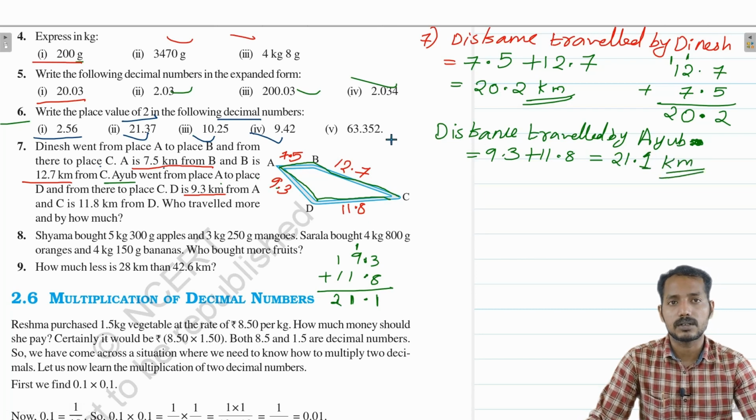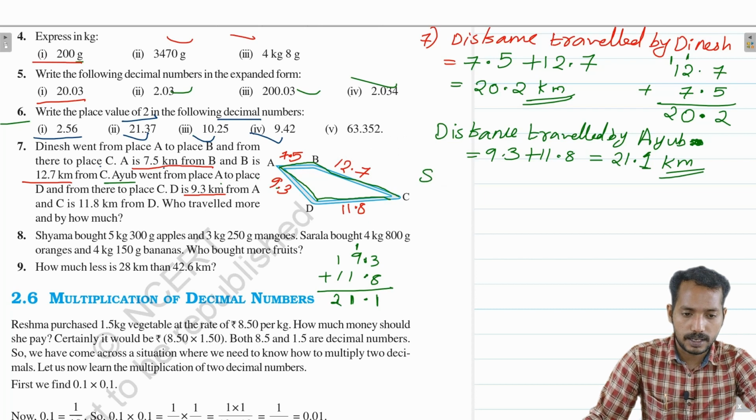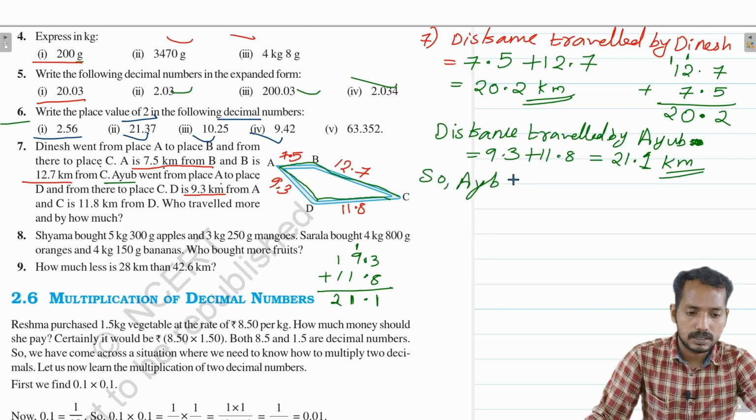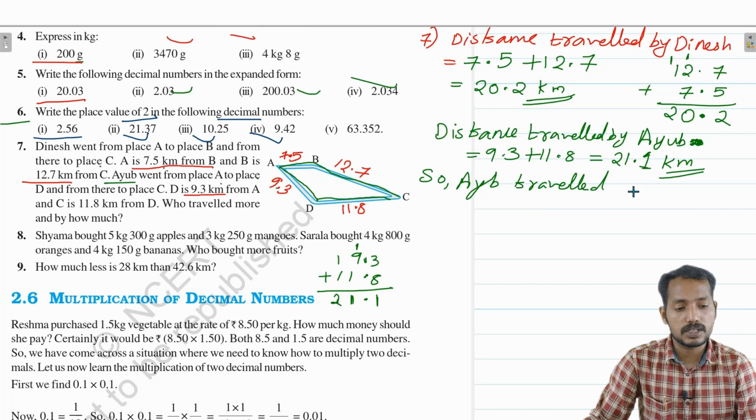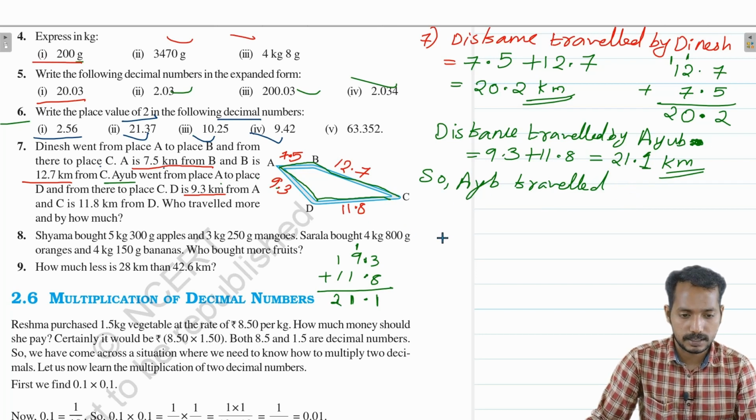So who traveled the distance? So we can say that Ayub traveled more distance. By how much? For that we need to subtract it.